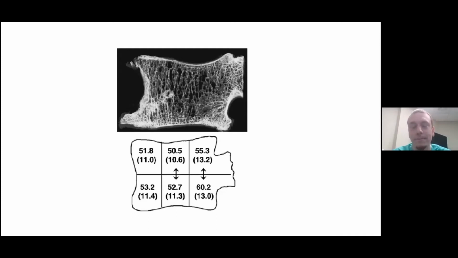Again, there are also some regional differences when comparing the end plates in respect to either their cranial or their caudal part. The cranial end plates are usually weaker than the caudal end plates, and this is because they're thinner and because the caudal end plates are usually more reinforced by the trabecula that we just talked about a little bit earlier.